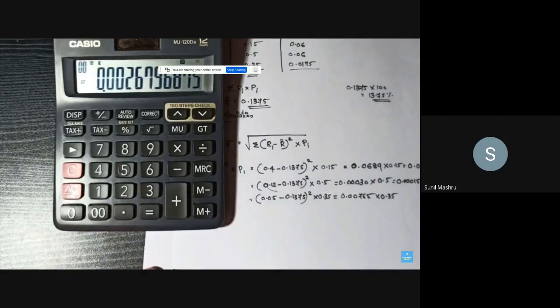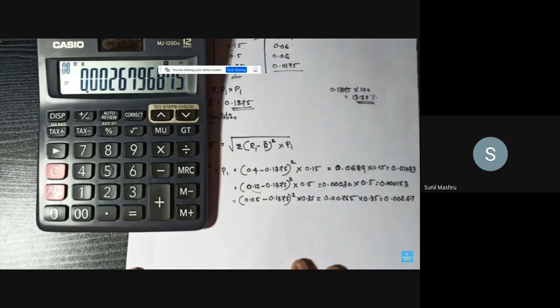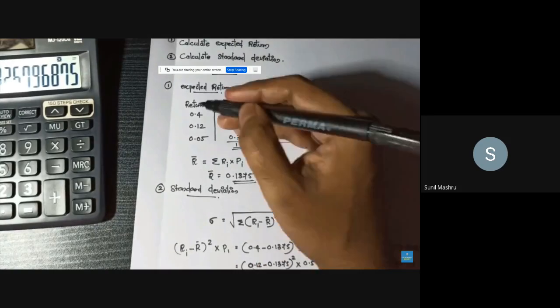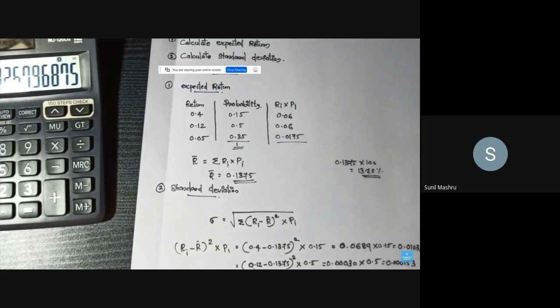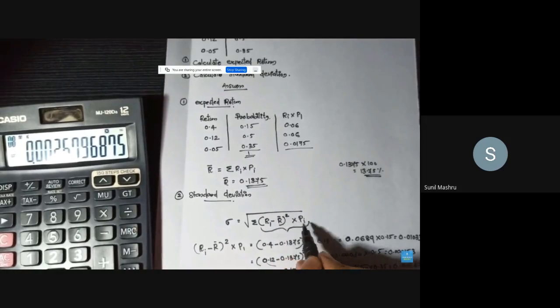0.35. So the answer is 0.00267. That's enough. So we find out the Ri minus R bar square into Pi of all the concerned returns and probability. So we find out this part of the equation, that is Ri minus R bar square into Pi.